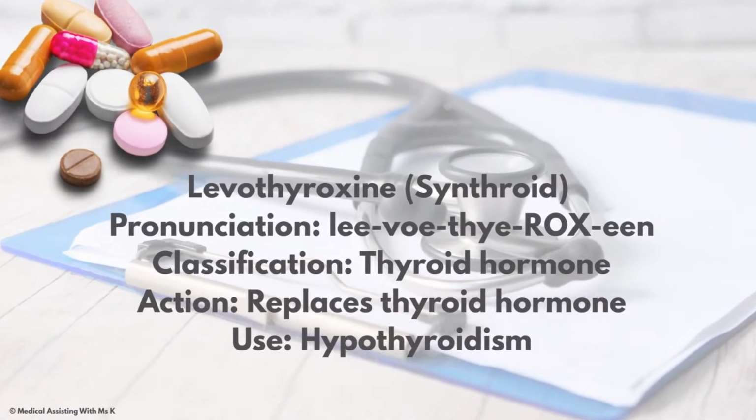And then we have levothyroxine, which is Synthroid. Now, this is one that I was definitely pronouncing wrong for a long time. When I would have patients coming and taking this, I always would say it wrong, but it's levothyroxine. Classification is thyroid hormone. The action, it replaces thyroid hormone for patients with hypothyroidism, okay?